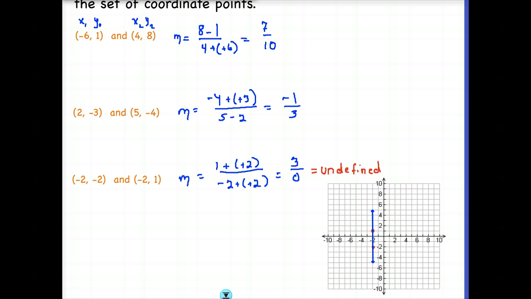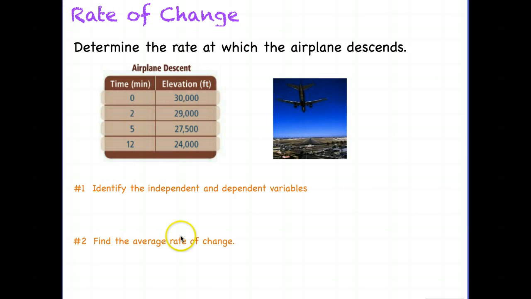Okay, because the equation for this, if you remember from an earlier lesson, would just be x equals negative 2. There is no y in this equation. It is therefore not a function. So anytime we have division by 0, or we have an equation that's x equals negative 2, that is not considered a function. Okay? All right, let's move on again.